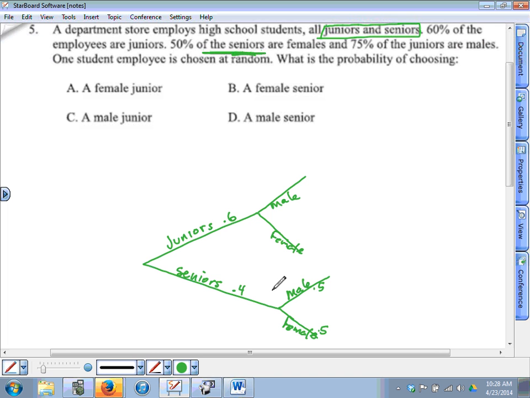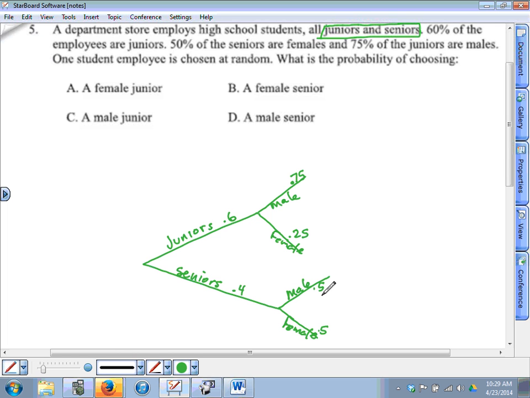Ooh, 75% of the juniors. What does that leave for the female? 0.25. Nope. Because the only two choices we have are whether it's a junior or senior and whether it's a boy or a girl, so we only have to have two branch offs.